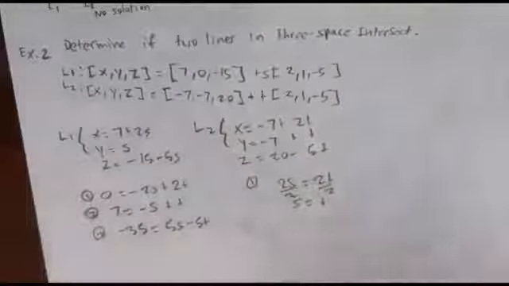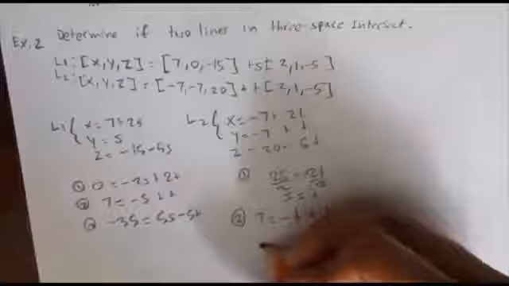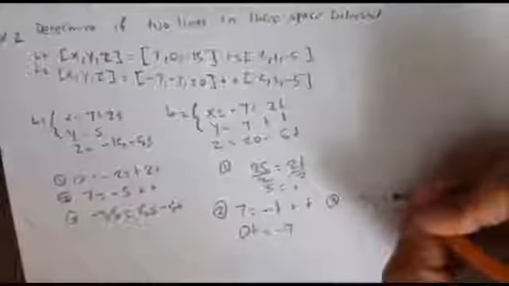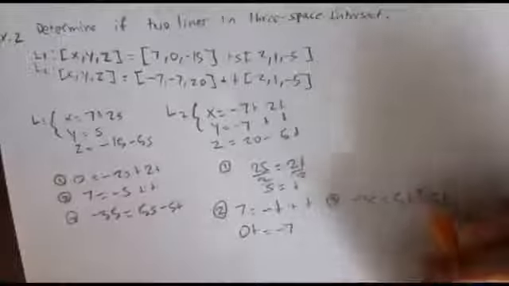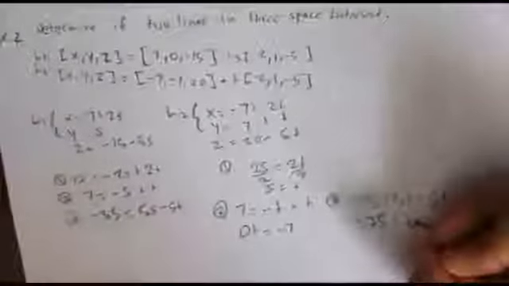So now, we're going to sub it in to each of the other equations. So for equation 2, we're going to have 7, which is going to be equal to negative t plus t. And the answer for that is going to be 0t is equal to negative 7. For equation 3, we're going to have negative 35 is equal to 5t minus 5t, which is once again going to give us an impossible answer, which is going to be negative 35 is equal to 0t.